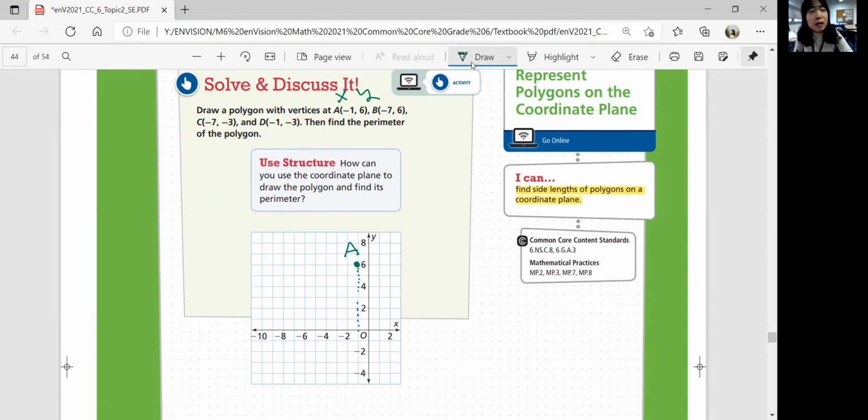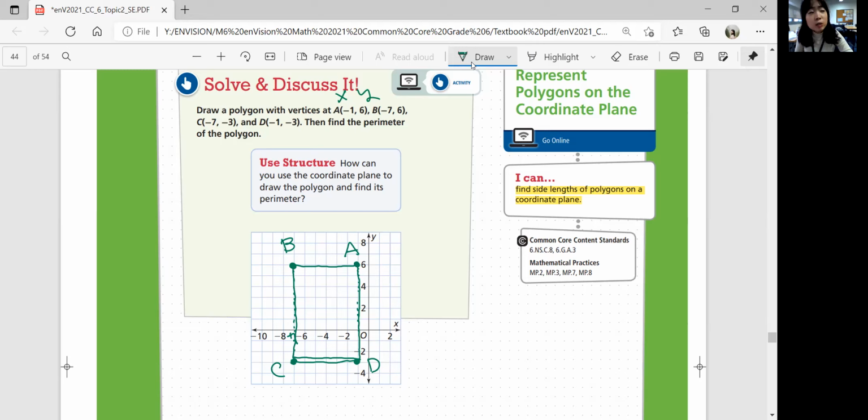Point B, in the same way, -7 on the x-axis. Go up 6. That is B. Point C, (-7, -3). Go down 3 from -7. C. And then D, (-1, -3). And so if you connect all the dots, what do you see? A rectangle.